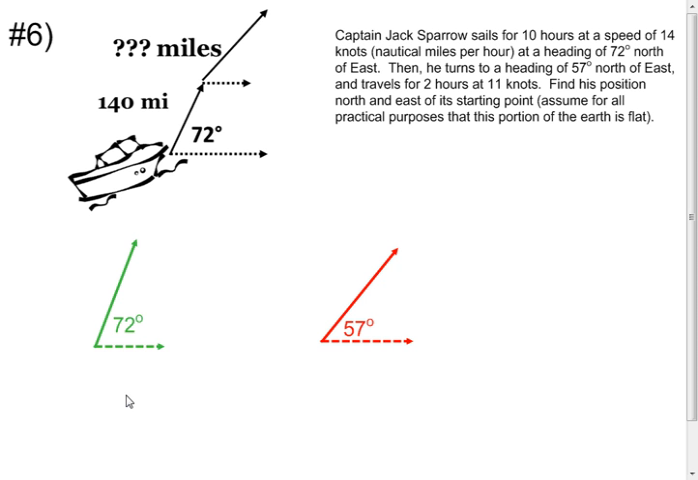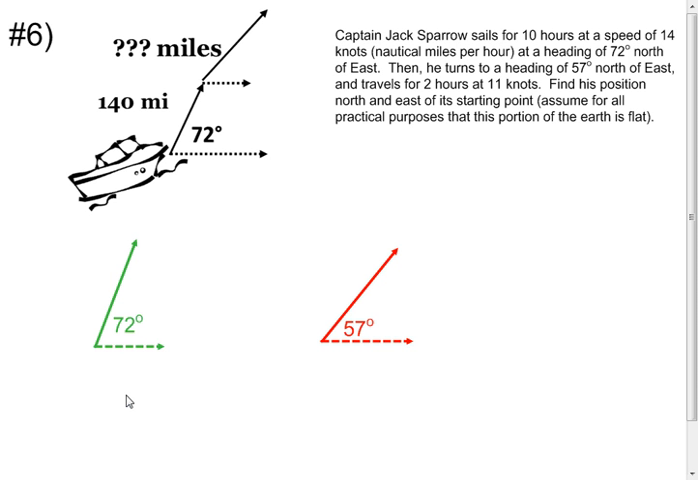So for this question, it says Captain Jack Sparrow sails for 10 hours at a speed of 14 knots, which is nautical miles per hour, at a heading of 72 degrees north of east. And then he turns to a heading of 57 degrees north of east and travels for 2 hours at 11 knots. Find his position north and east of his starting point and assume that the Earth is flat.